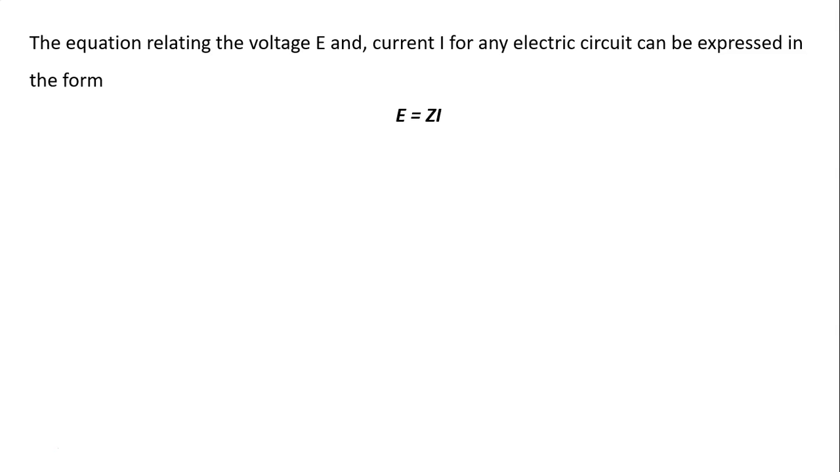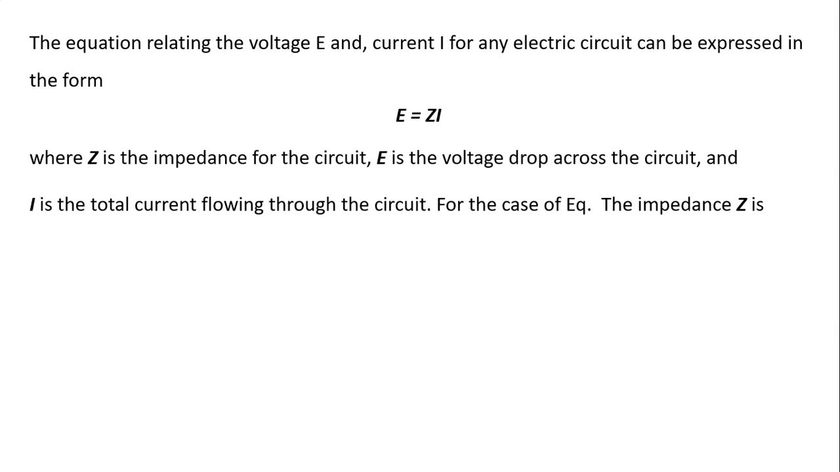Therefore, comparing this equation with the previous equation, Z is known as impedance for the circuit, E is the voltage drop across the circuit and I is the total current flowing through the circuit. Comparing E is equal to ZI and the previous equation, we are getting the impedance Z is equal to L1D plus L2D plus R1 plus R2 plus 1 upon C1D plus 1 upon C2D.